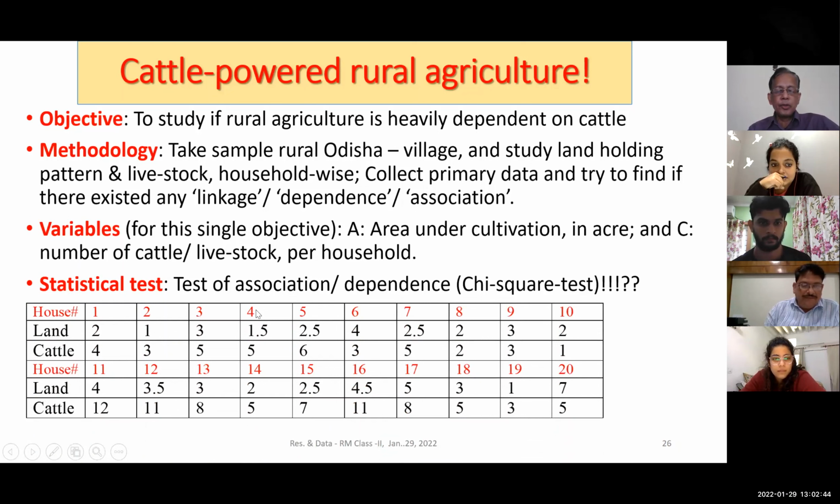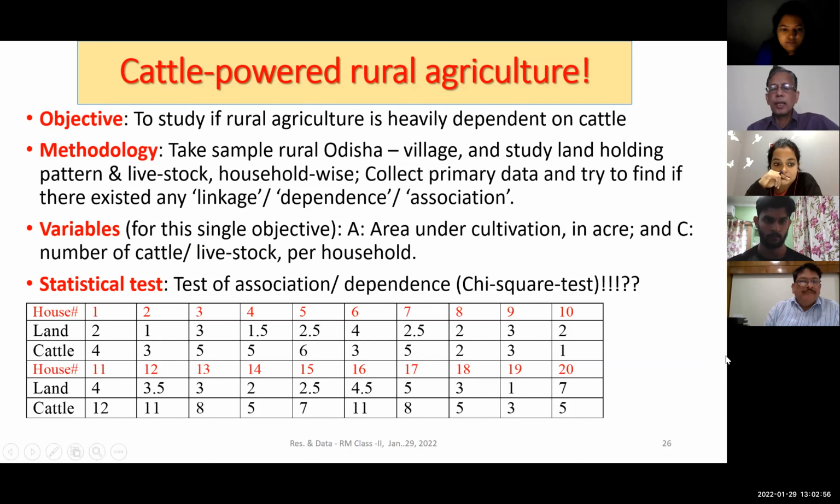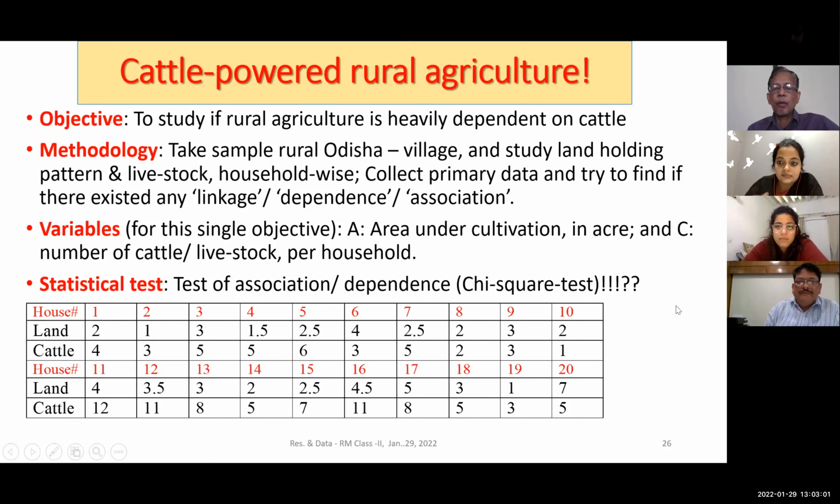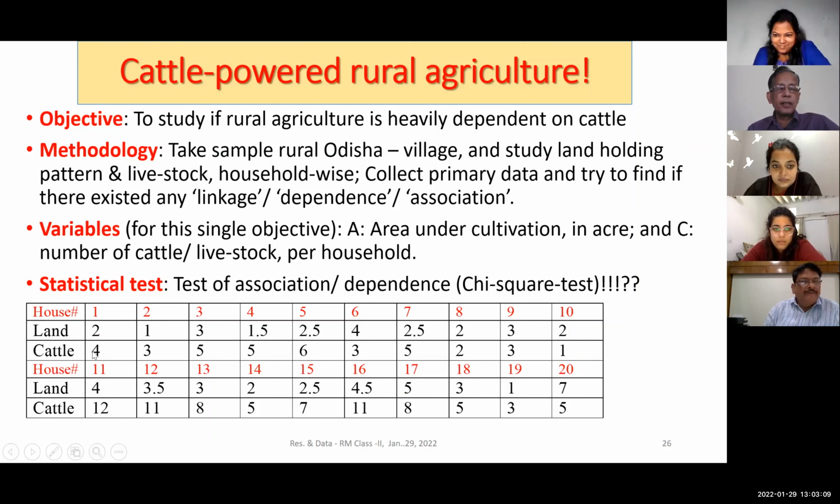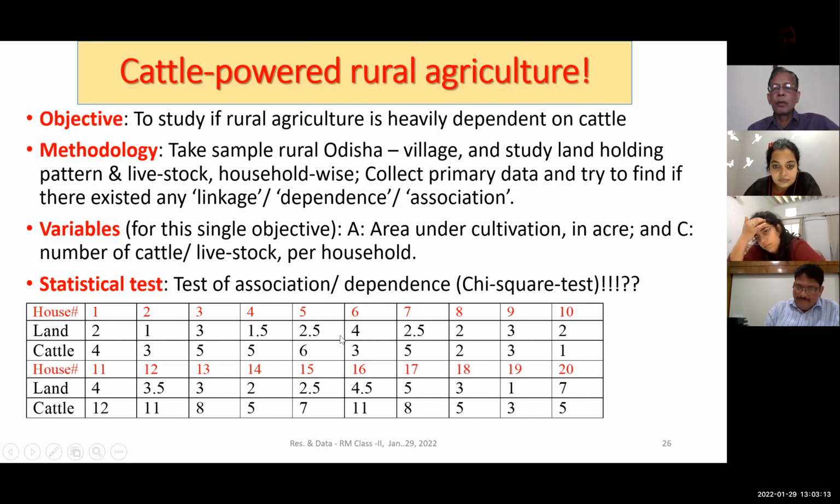And say, for example, just to save time, I should have given this to you because we are running short of time today. I collected how many houses? 65. No, I'm showing on screen 20 households. Okay, 20. So this way we go on collecting. For this, land is in acres and this is in number. So 2, 4, 1, 3 like this.